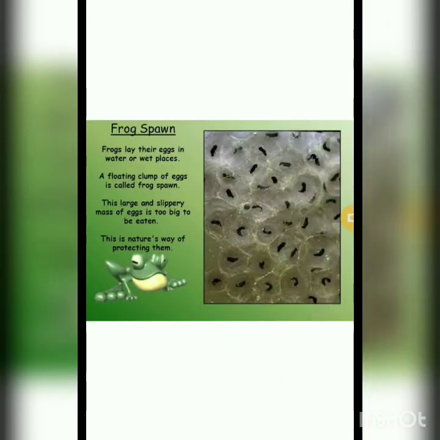The first one is frog spawn. F-R-O-G, frog, S-P-A-W-N, spawn. Spawn क्या होता है? Eggs which are laid in the cluster. जो eggs cluster में लैय होते हैं, that is a floating clump of eggs is called frog spawn. Spawn मतलब the eggs which are laid in the cluster, these are called spawn.